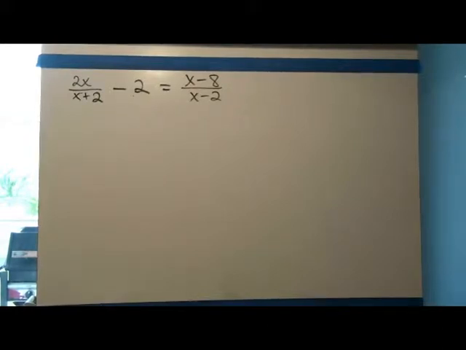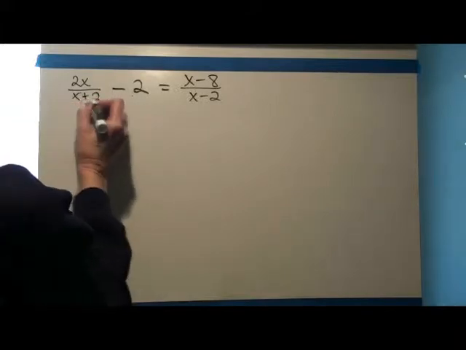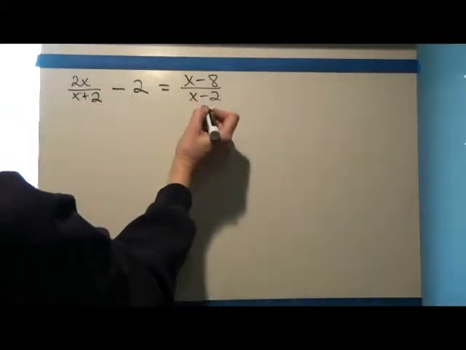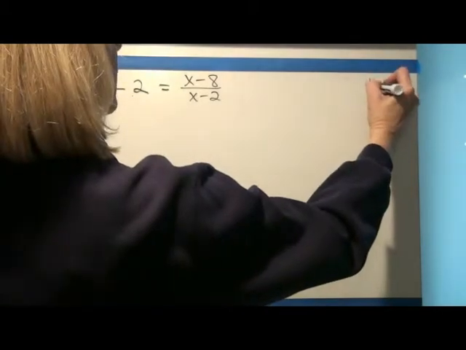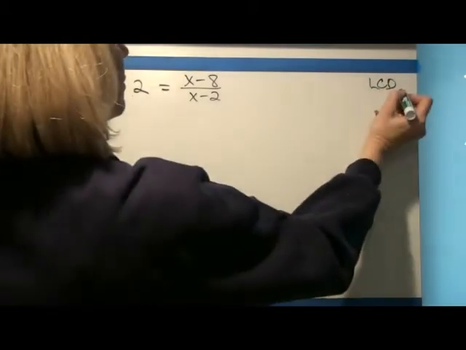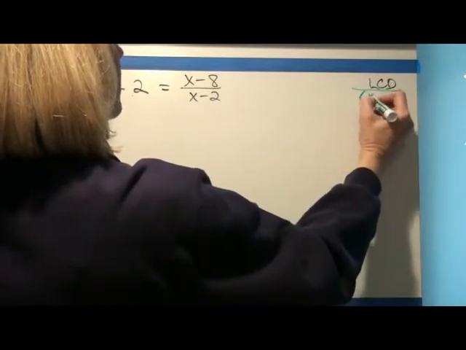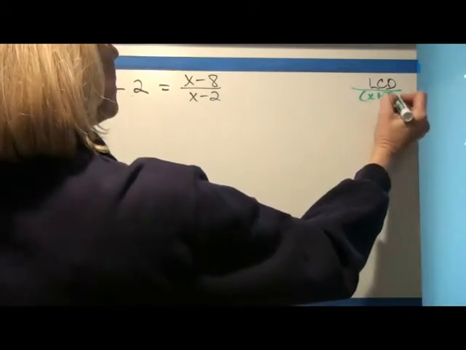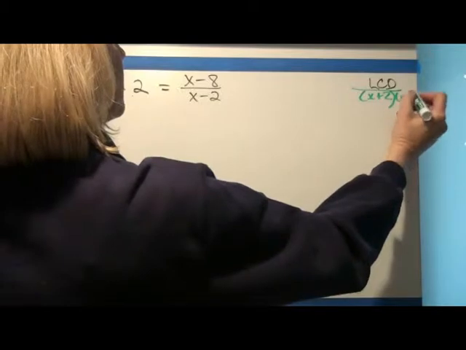This is example number 4 of your offline activity, solving equations containing rational expressions. Now, these rational expressions actually have two different denominators with variables, so we need to get our least common denominator so that we can clear the fractions out, and that will include x plus 2 and x minus 2.